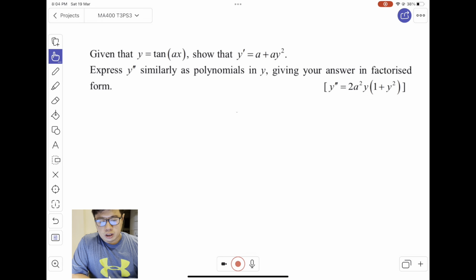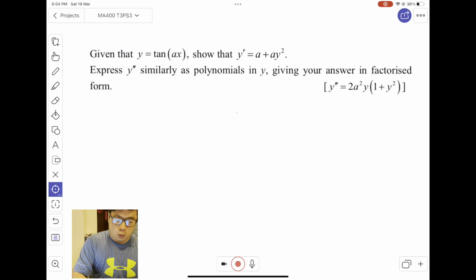Now for this question here, this is from topic 3, practice set 3. Given that y is equal to tan ax, we're supposed to show that y prime is a plus ay squared. So what is y prime? Y prime here is actually dy dx.